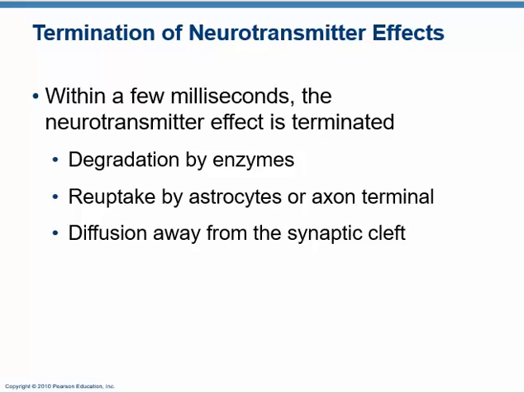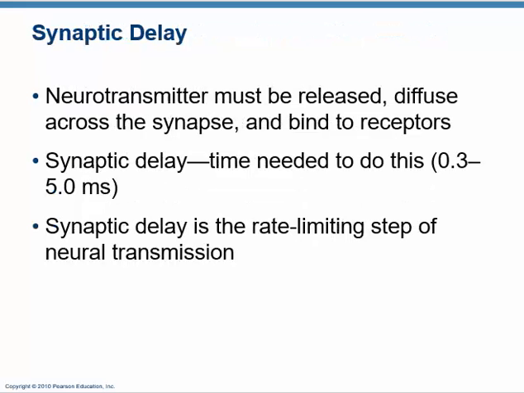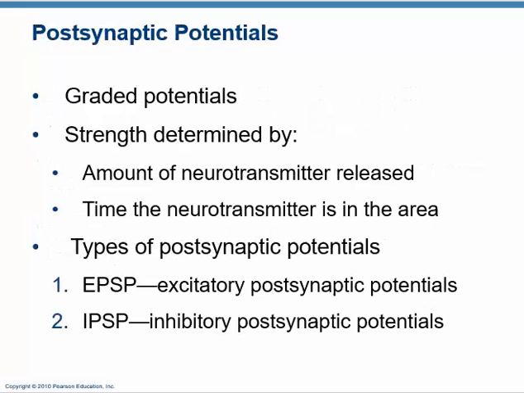So we either degrade, reuptake, or diffuse away. Degrading is quick. Reuptake means you get to reuse it, and it's fairly quick. Diffusion takes longer. There's a time delay because the neurotransmitter, all these things take time. So it's usually the rate limiting step in any neural transmission.